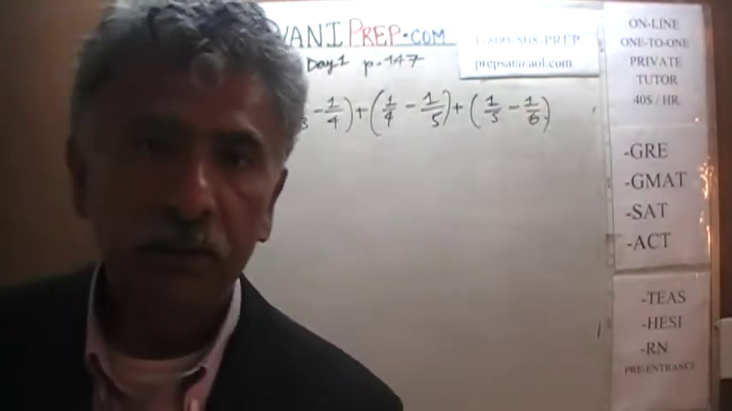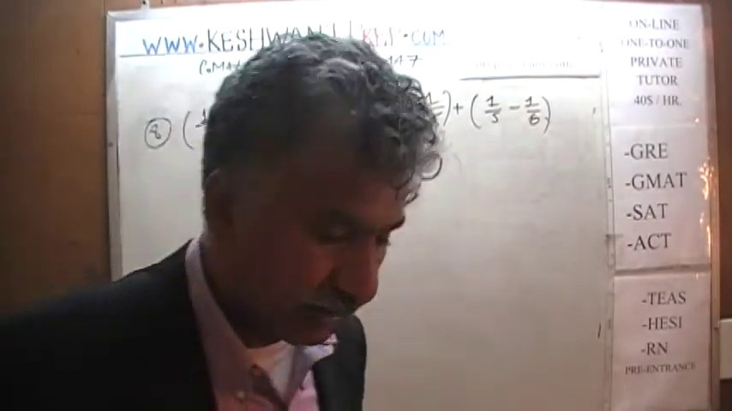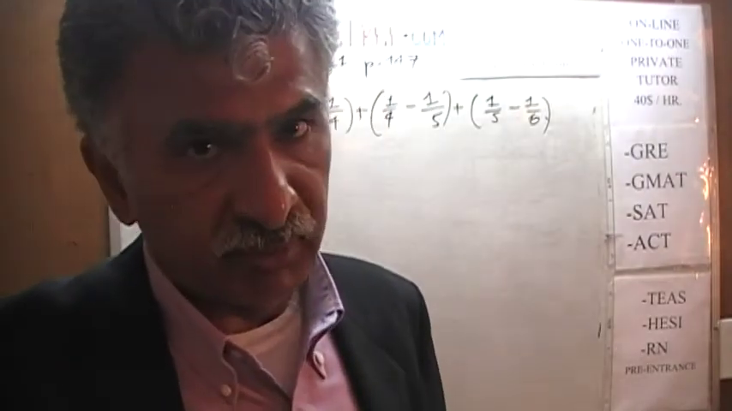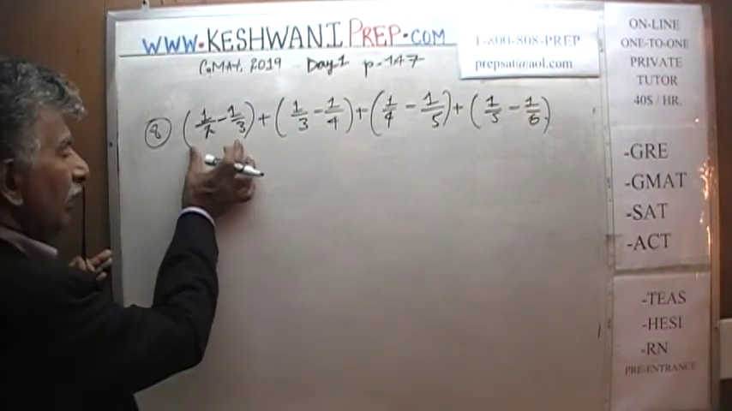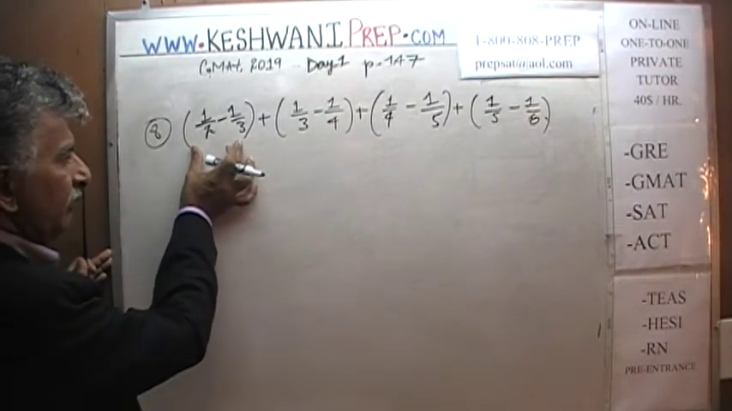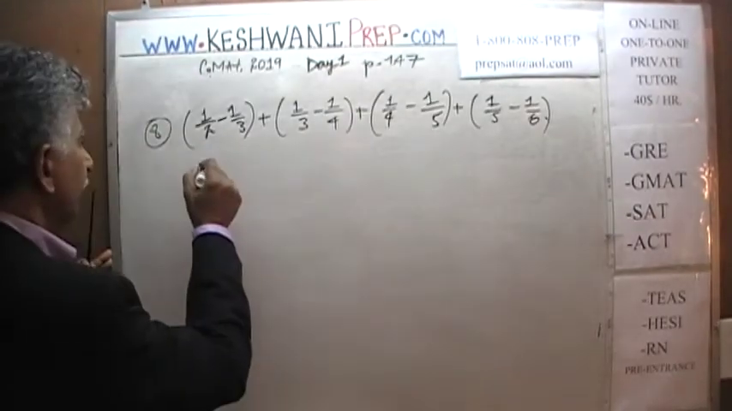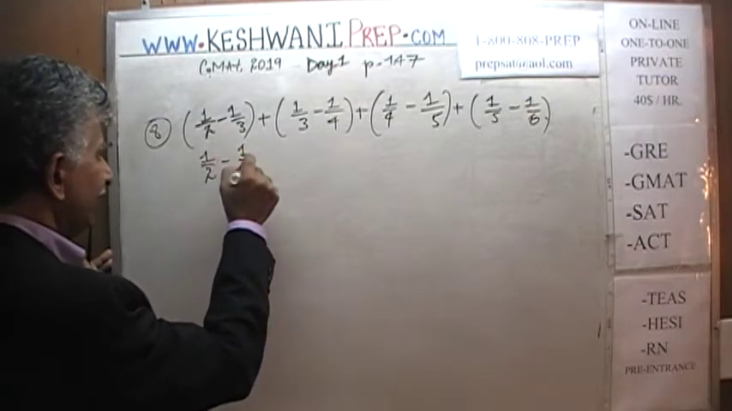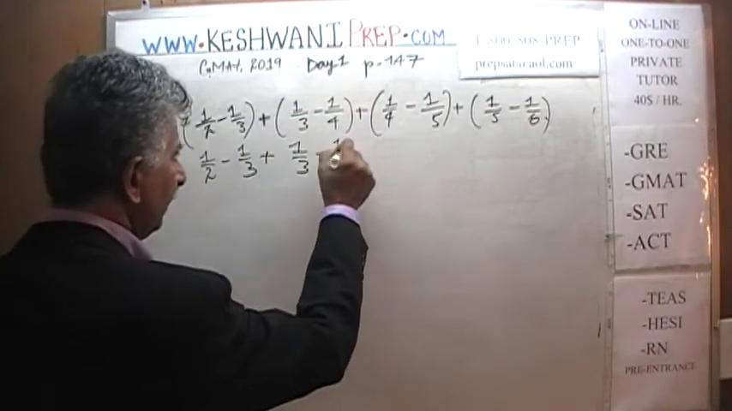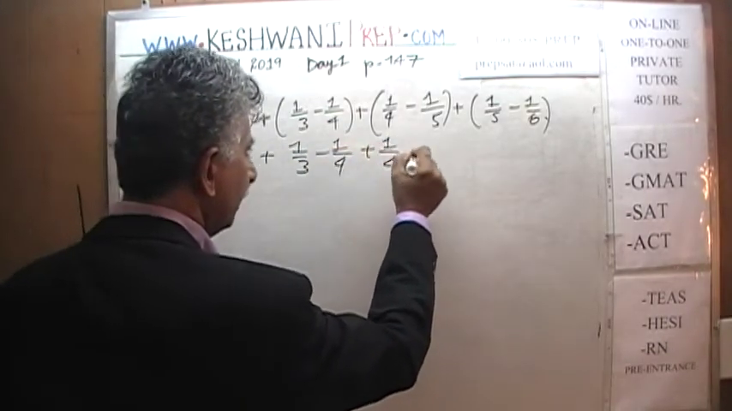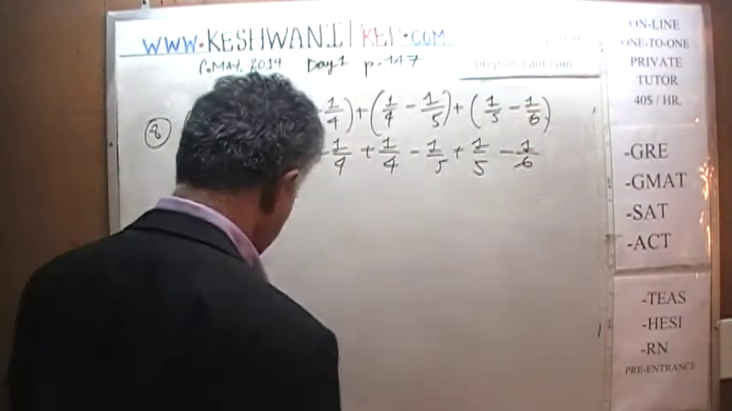What we mustn't do here is what they expect us to do. Don't try to find the answer to these individual quantities separately, what is shown here in parentheses. Don't try to do this quantity first and that quantity. Don't do that. Just open all the parentheses. 1/2 - 1/3. Since it's plus, it's not going to change the sign. Plus 1/3 - 1/4. Plus 1/4 - 1/5. Plus 1/5 - 1/6. And what do we notice?